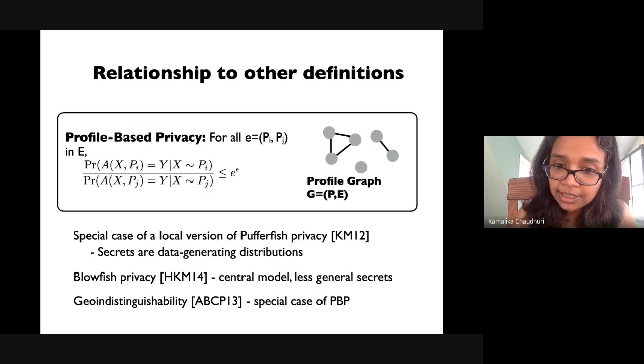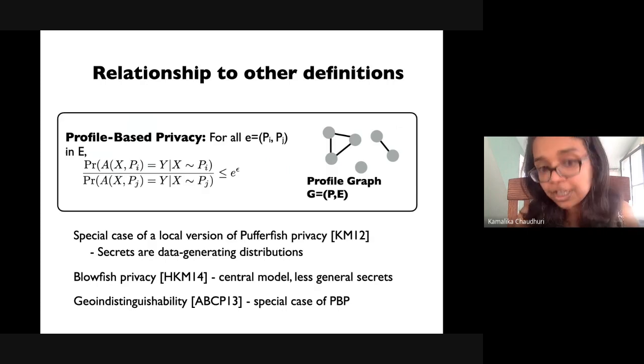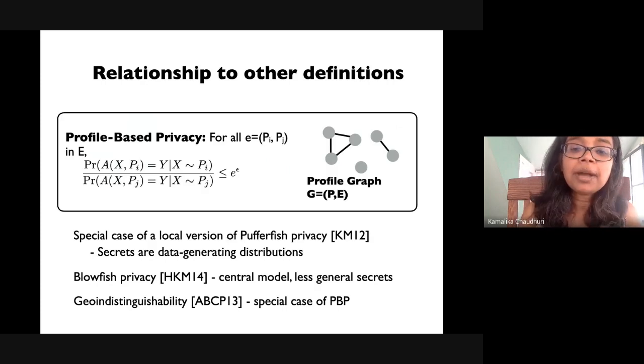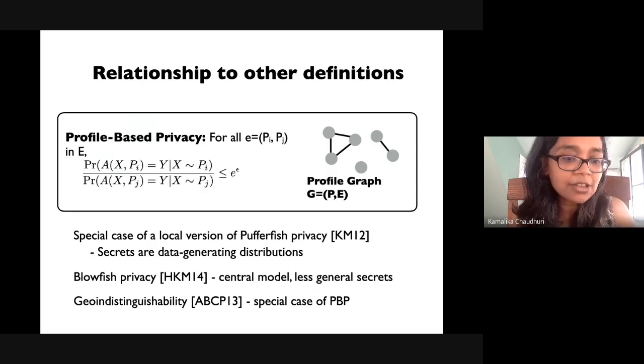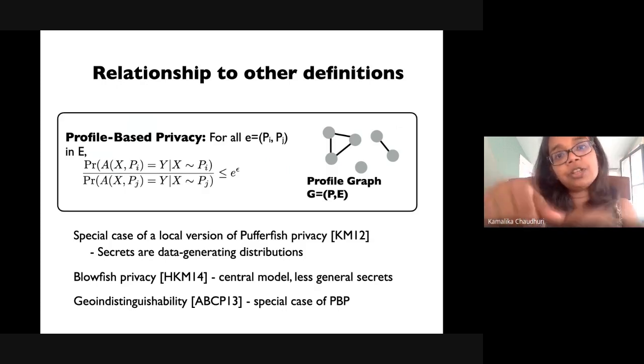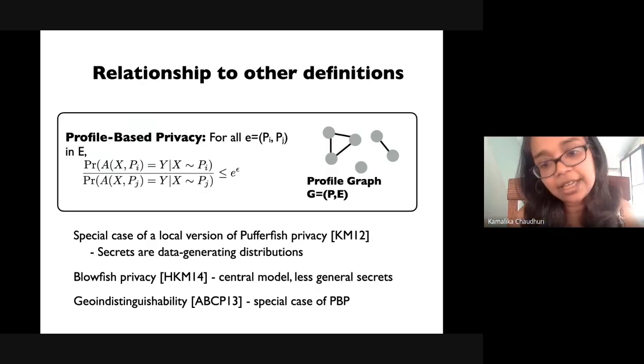This is also closely related to blowfish privacy, but blowfish is again a special case of pufferfish, but it's a centralized model, and their secrets are less general, whereas our secrets can be a bit more general. And it's, again, as I mentioned earlier, very closely related to geo-indistinguishability. In fact, geo-indistinguishability is just a special case of profile-based privacy, where your profiles would be locations, distributions within a certain radius, right? So geo-indistinguishability is a special case of this.